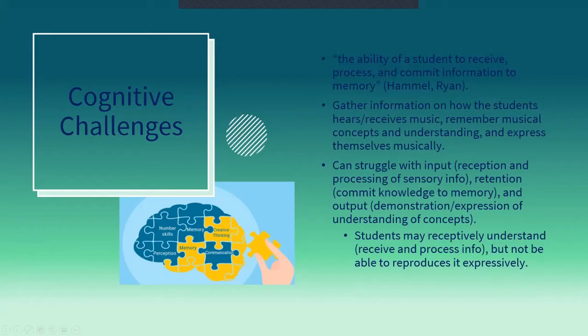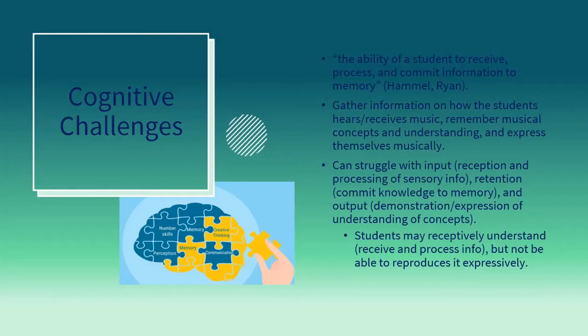Okay, so first off is cognitive challenges. This is defined as the ability of a student to receive, process, and commit information to memory. So what you want to do is gather information on how the student hears, how they receive music, how they remember musical concepts and their understanding of them, and then how they express themselves musically.